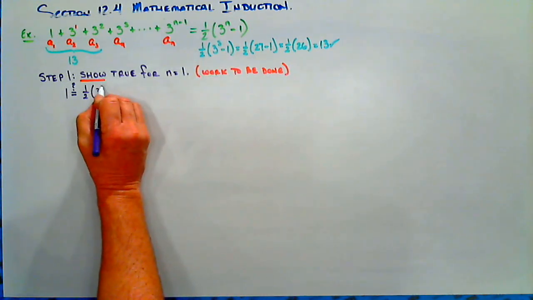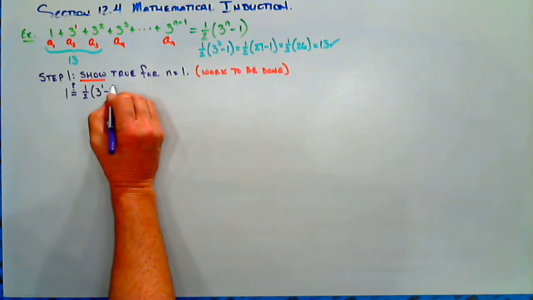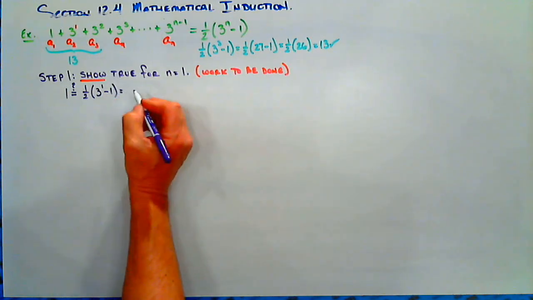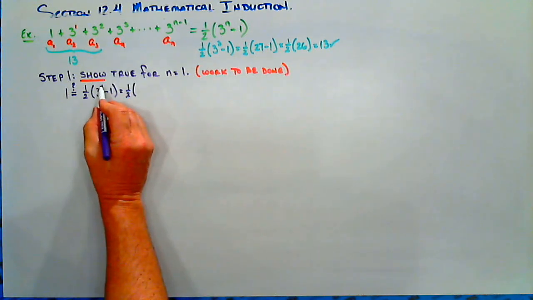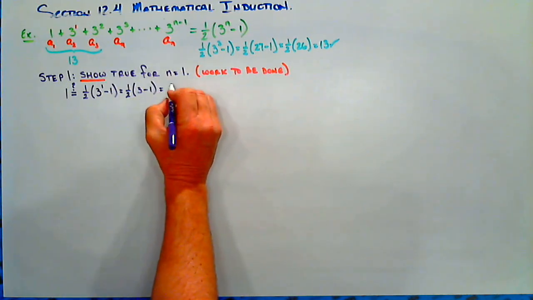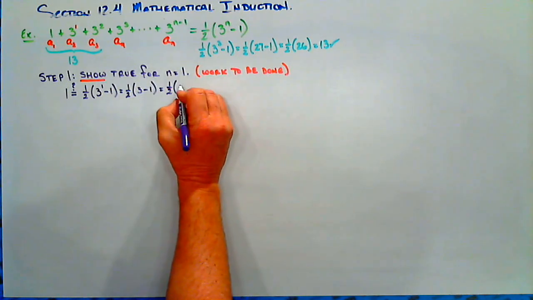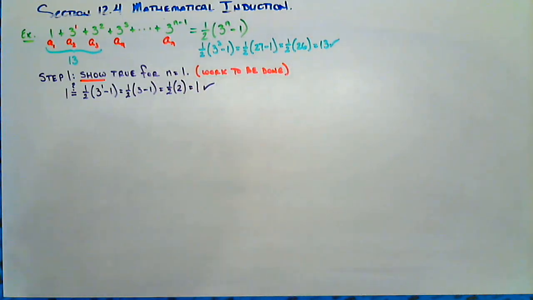We get 3 to the first, right? N is 1, so we're going to put a 1 there, minus 1. Now, what does that work out to be? That works out to be a half times 3 to the first. 3 to the first is 3, so that's 3 minus 1. That's going to be 1 half times 2, and that's going to be 1. So we did what we said we were going to do. We showed it was true for n equals 1. That was step 1. That's always step 1.